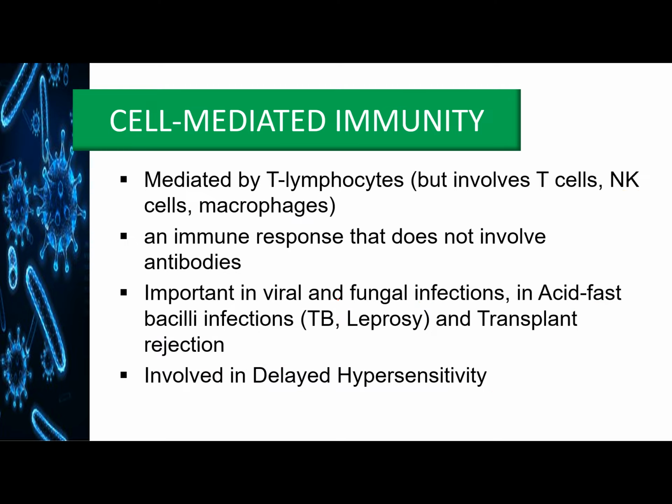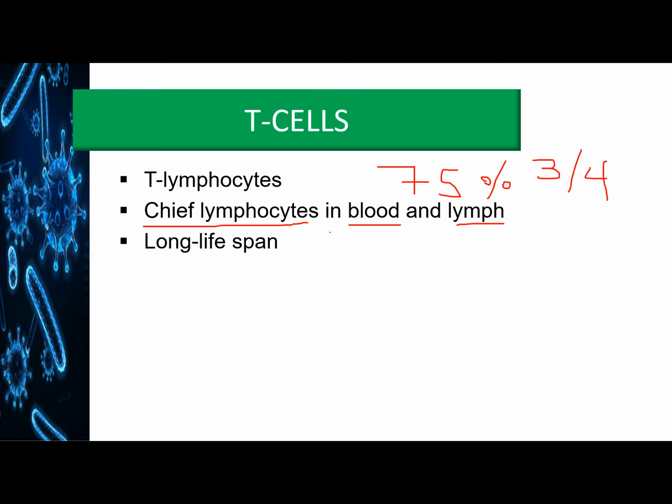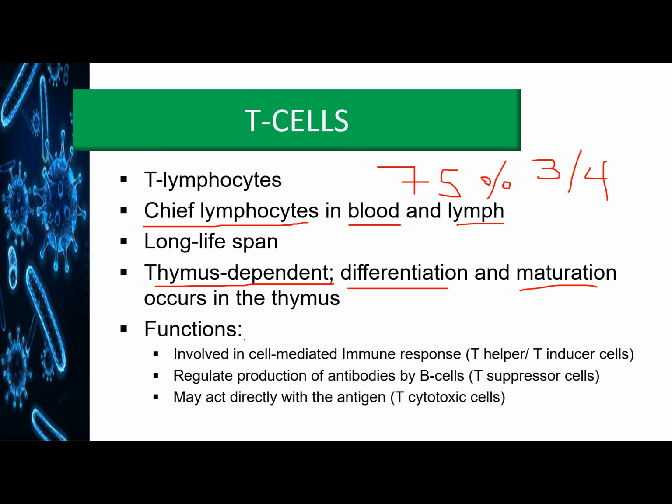Then for the T cells, class, these are your T lymphocytes. This is the chief lymphocyte in the blood and the lymph. They are 75%, the most numerous, three fourths. They have a long lifespan. They are thymus dependent; they require the thymus to differentiate and mature. Their functions involve cell-mediated immune response through the help of T helper and T inducer cells, regulating the production of antibodies by B cells through the help of your T suppressor cell, and they may act directly with the antigen, as T cytotoxic.